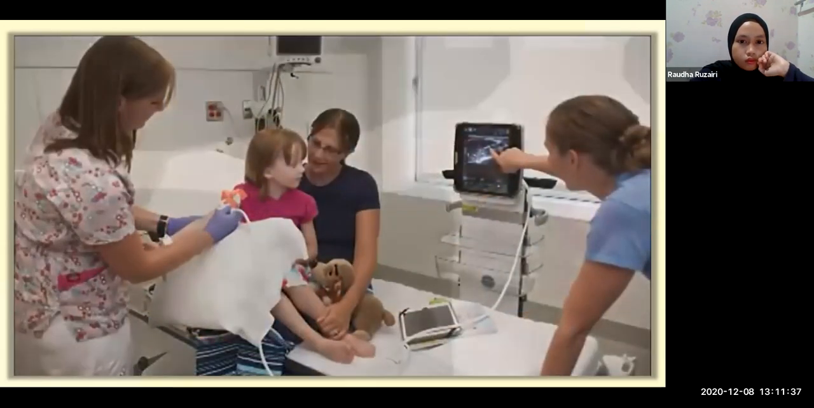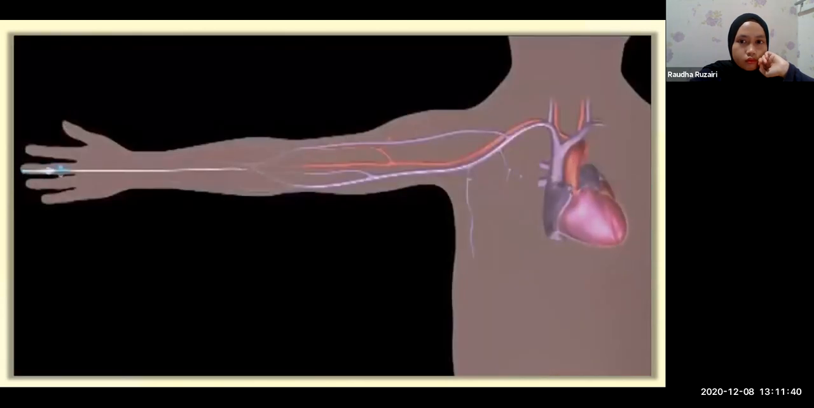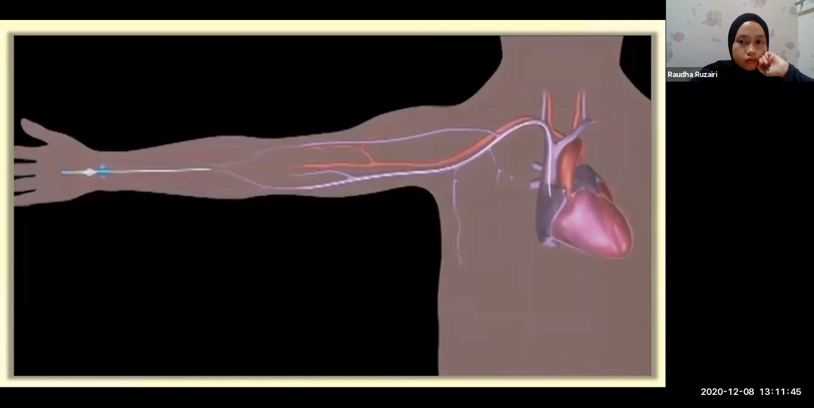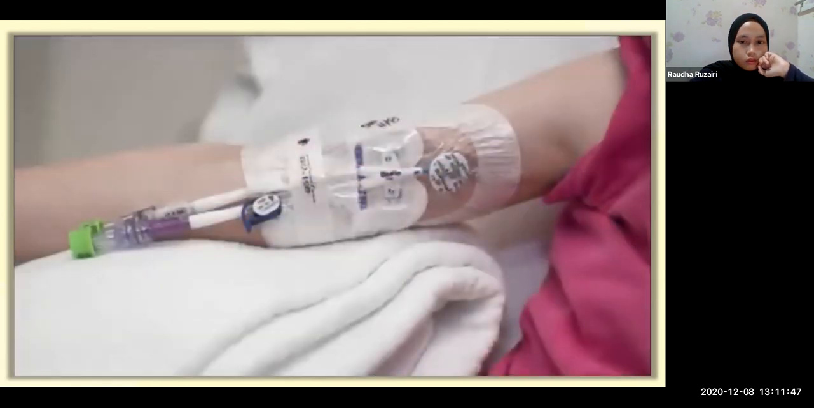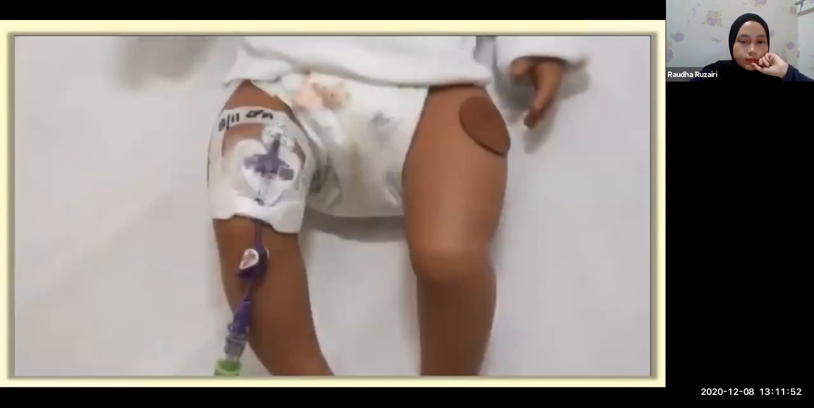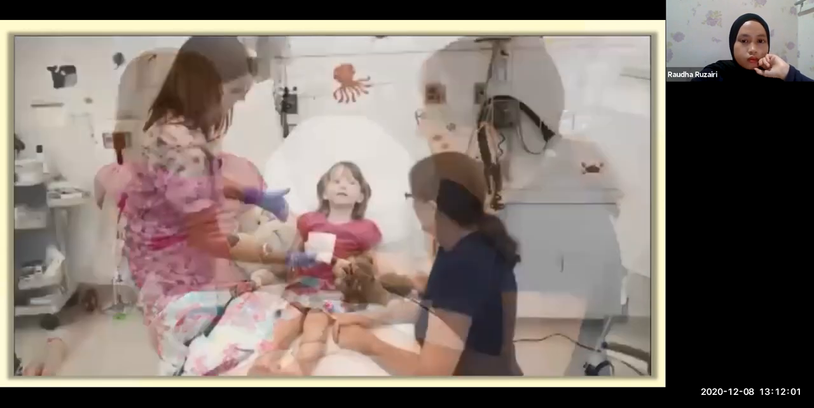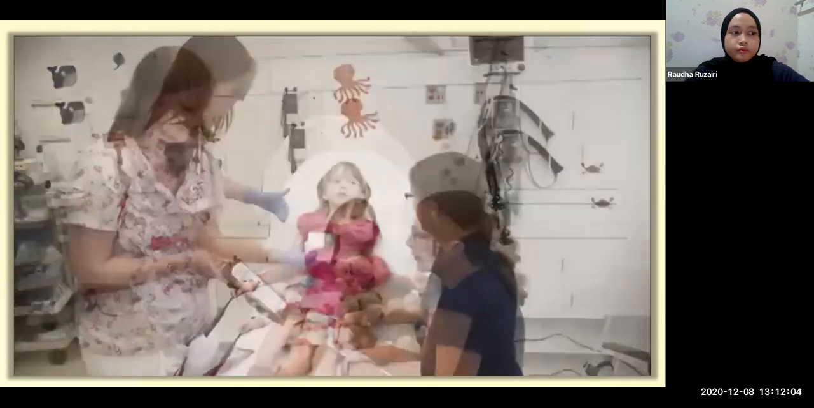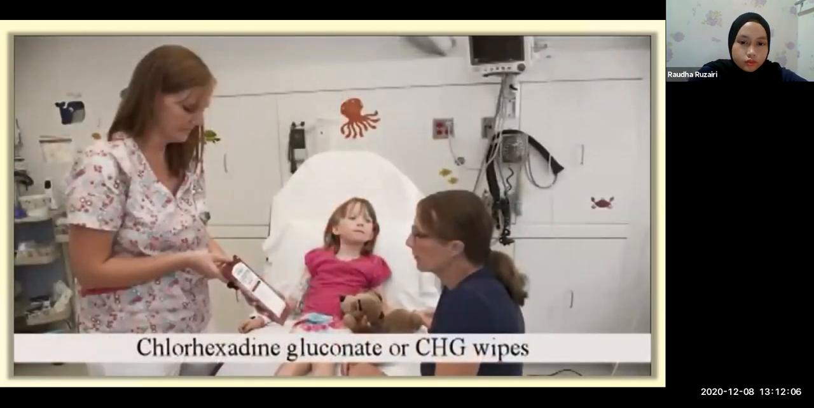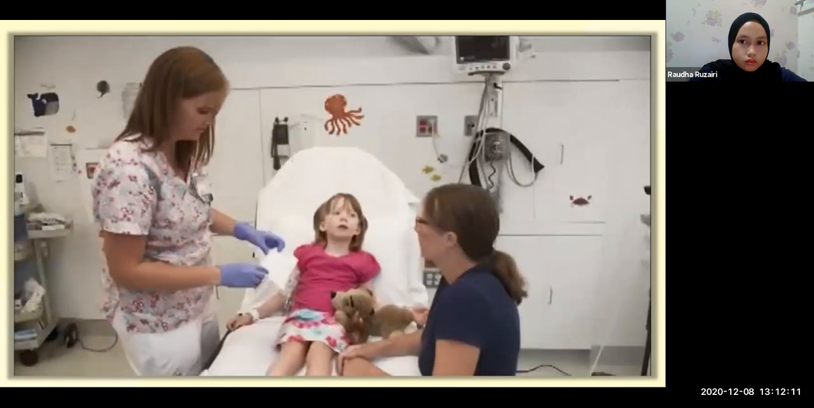The PIC will be threaded into a vein in the arm above the bend of the elbow and guided into a large vein in the chest. The catheter is fixed onto the skin with a securement device and covered with a sterile dressing. For an infant, a PIC may be inserted into the arm or leg. After the procedure, the child might feel mild soreness around the insertion site. While your child is in the hospital, special wipes called chlorhexidine gluconate, or CHG wipes, will be used once a day to wipe down your child's skin.